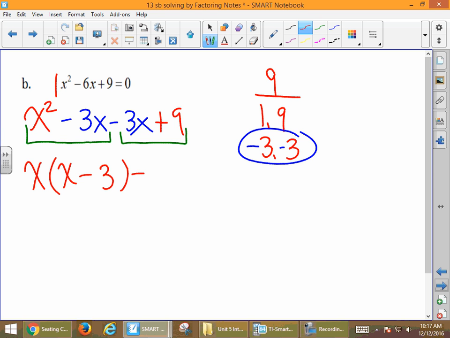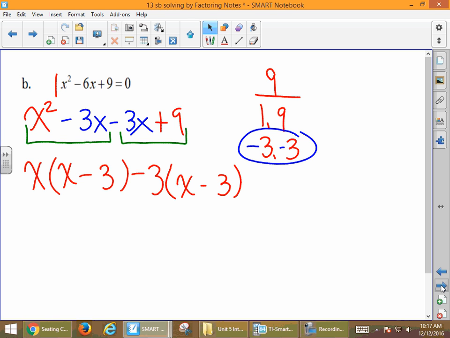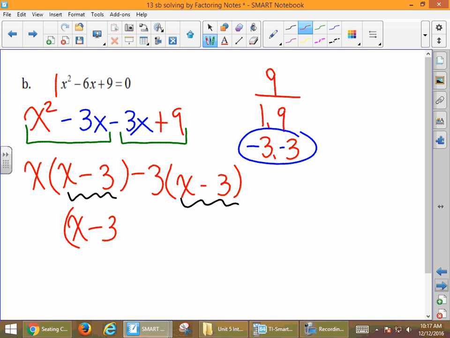Over here in the second group, what's the biggest number that goes into both 3 and 9? 3. 3x divided by 3 is x. 9 divided by -3 is -3. And the nice part here is that we have the same factors in each group. We only want to write them down once. But we have an x minus 3 here and an x minus 3 there. And then our singles also end up to be x minus 3. So we have the same factors.